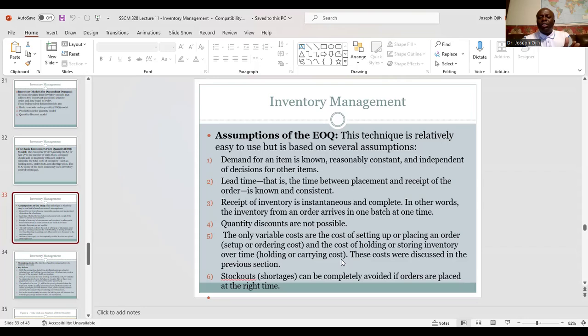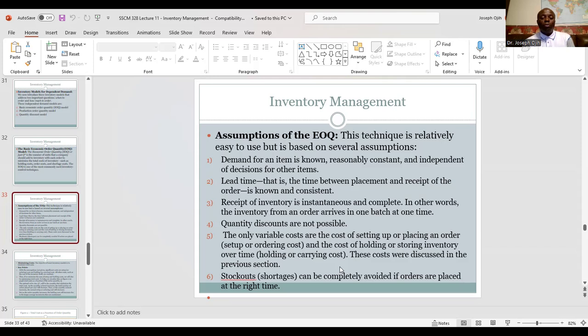That is the time between the placement and the receipt of the order. According to this model, the lead time is known and consistent. The third assumption is that receipt of inventory is instantaneous and complete, which means that the inventory from an order arrives in one batch at one time. The fourth assumption of the EOQ model is that quantity discounts are not possible.